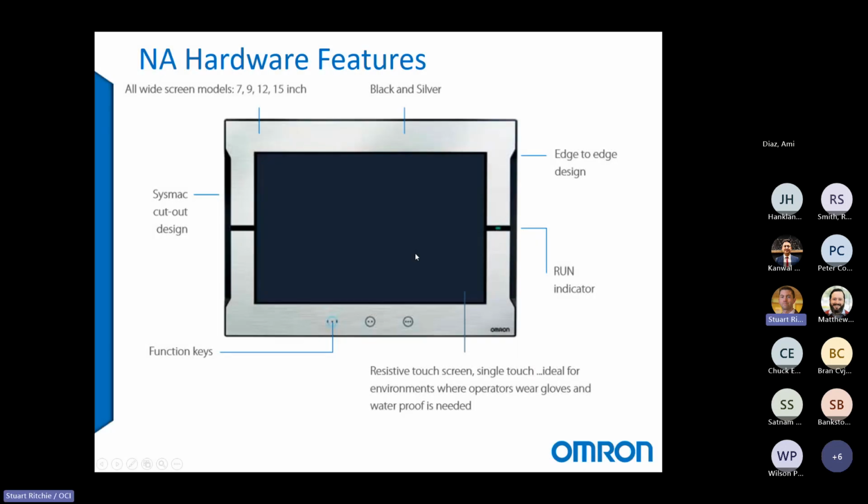So the hardware features on the NA: they come in 4 sizes, 7, 9, 12, and 15 inch. The bezel color, we have black and silver options. The function keys down here at the bottom are pretty handy. These are buttons that are active all the time, and you can program them in Sysmac to do things, for example, reset alarms or turn on a pump or navigate to a certain page. They're fully customizable. Now, the touch technology we use is a resistive touch screen, single touch. So it helps when operators have gloves or if there's water droplets in the environment that can get on the screen.